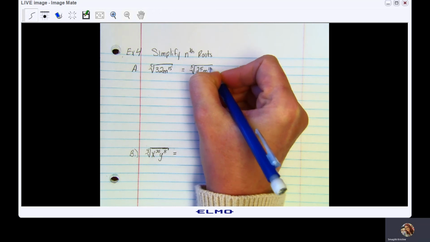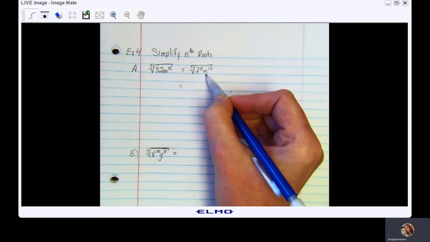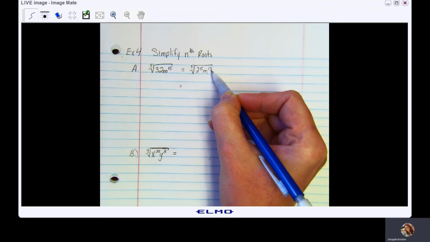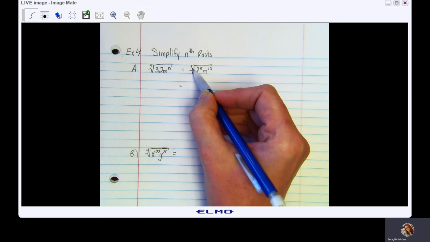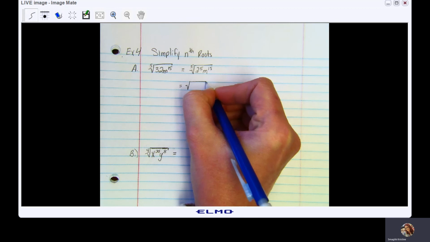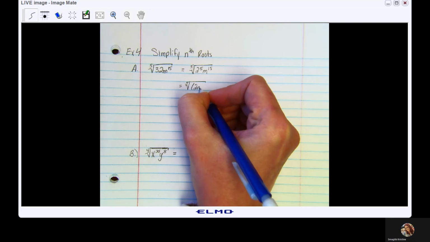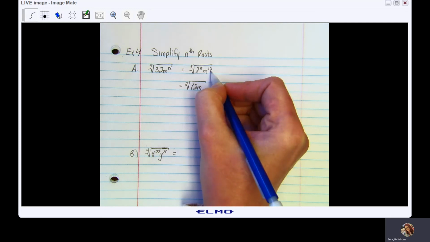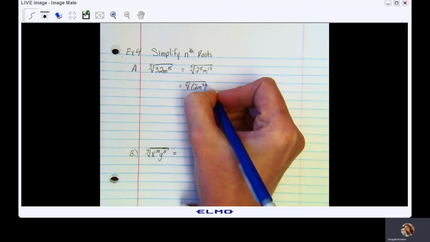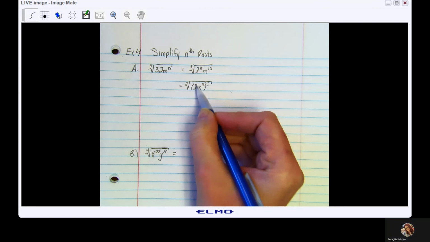Now I still have the m to the 15th. Can I write m to the 15th with an exponent of 5? Well, let's think about it. Is 15 divisible by 5? Yes, it is. So that means I could write this as the fifth root of 2m, 15 divided by 5 is 3, and then if I raise all of that to the 5th power, these are equivalent.